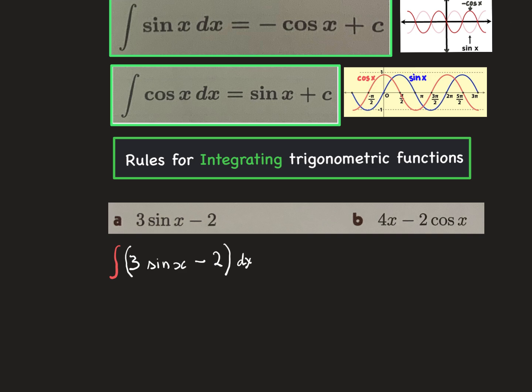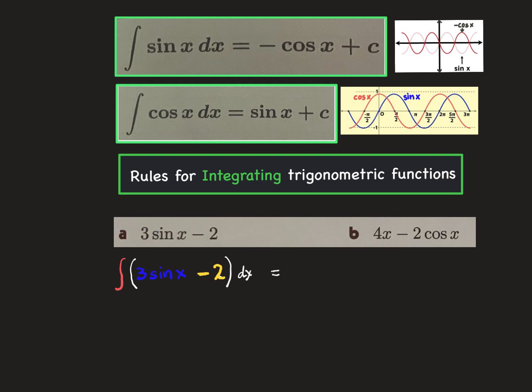Now, in integration, we have to deal with it term by term. And so I highlighted them in 2 different colors because the blue one is term 1 and the minus 2 is term 2. From the rules of integration, we know that sine x becomes a negative cos x. The 3 in front of the sine has to stay. So we will just continue writing minus 3 cos x.